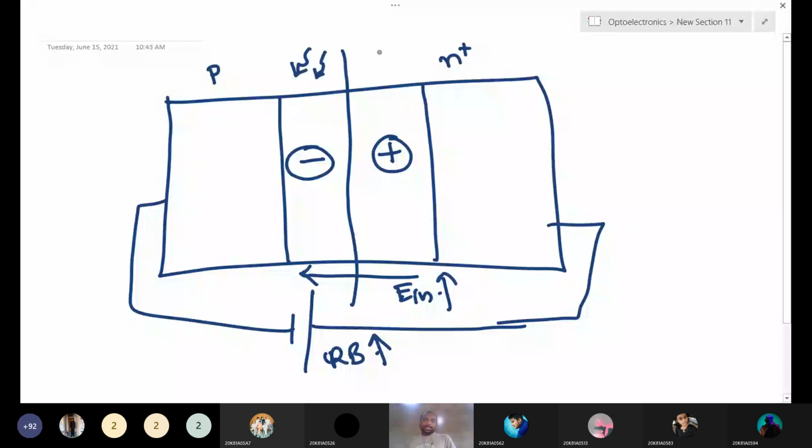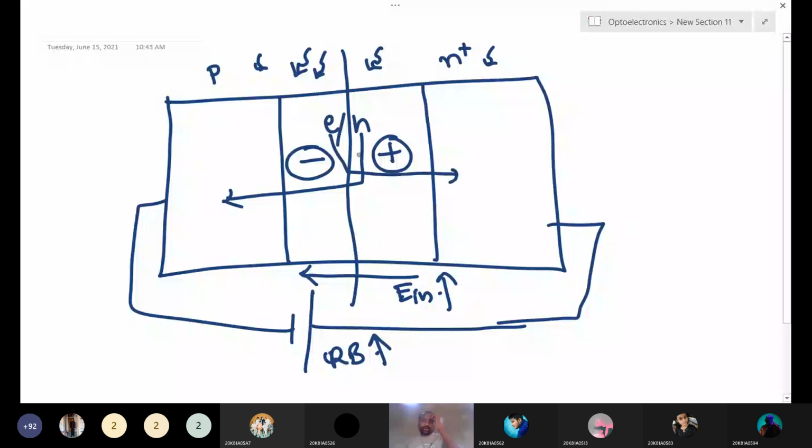Here the light intensity is very less. And here also, once you shine the light, some electron-hole pairs will be created. Because of this internal electric field, the generated holes will go towards the P side, and the generated electrons will go towards the N side.